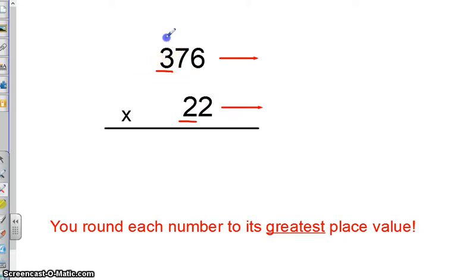Underline the number, look next door. 5 or higher, add 1 more. So 7 is definitely higher than 5, so that 3 is going to become a 4. From the arrow on, change to zeros. So if we rounded 376 to the nearest hundred, the nearest hundred is 400.